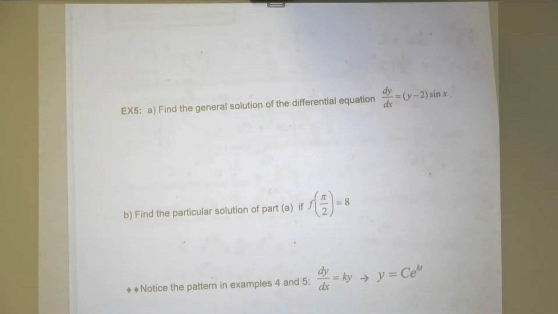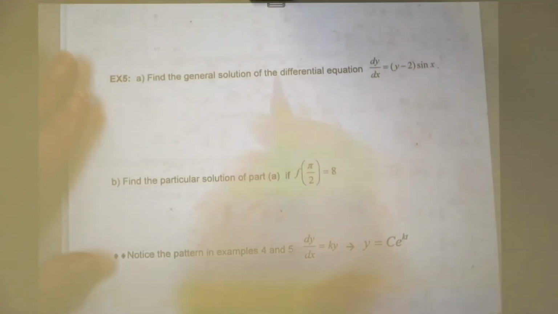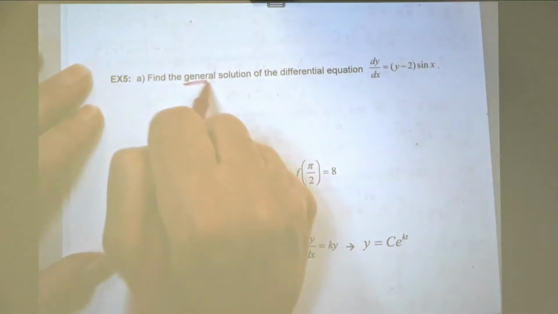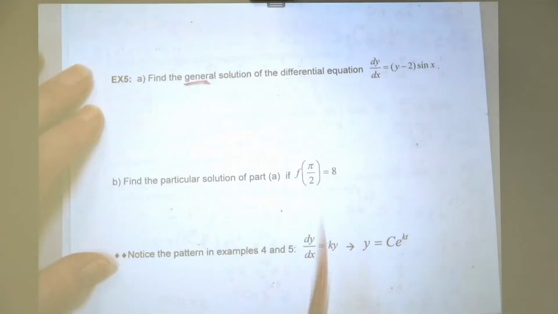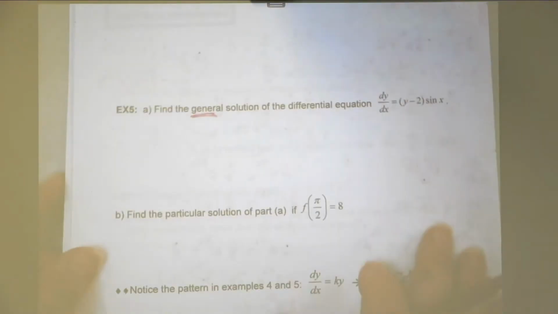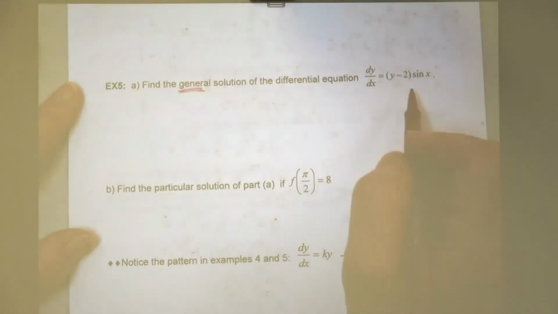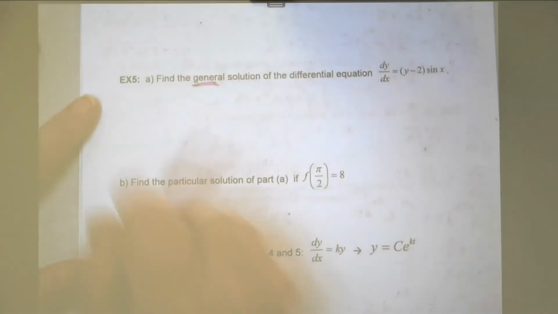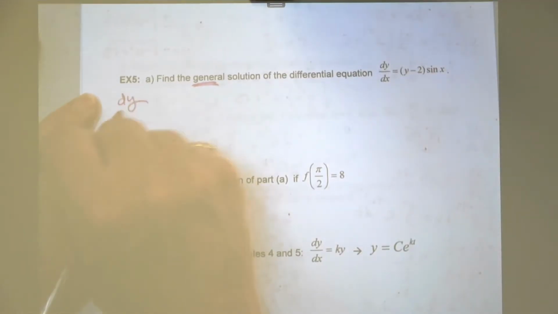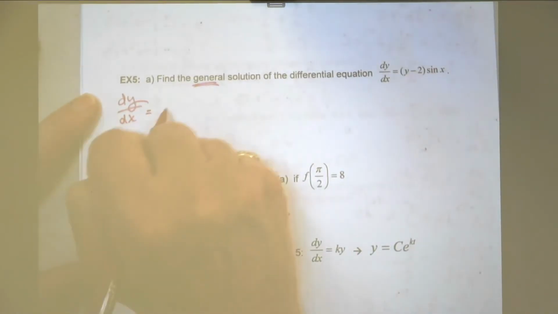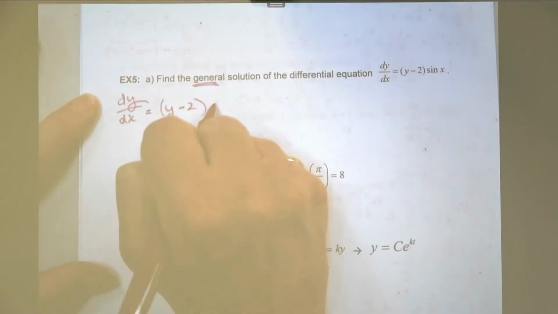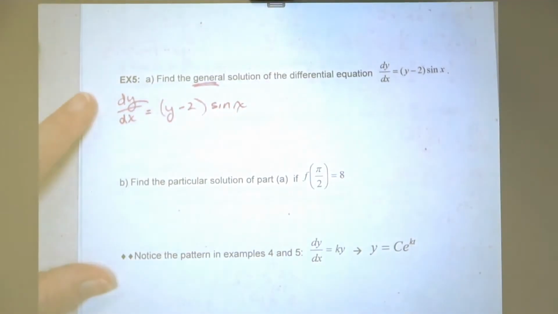Example 5, find the general solution. So all we're doing here is just a family of functions. We're just looking for the general solution to the differential equation dy dx is y minus 2 sine x. Now remember, you cannot add and subtract to separate in differential equations. So we have dy dx is (y minus 2) times sine x.